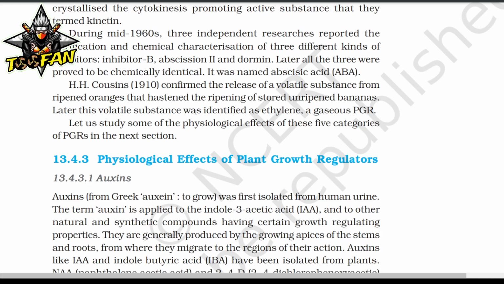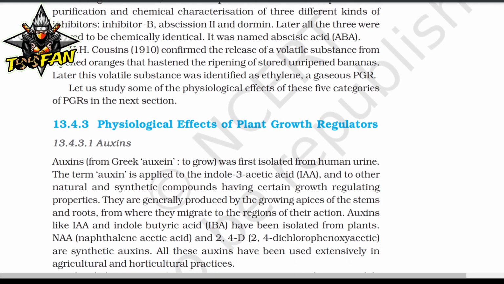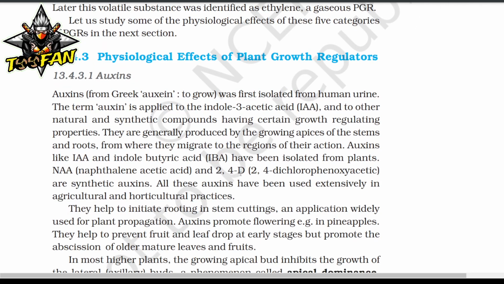Let us study some of the physiological effects of these five categories of PGR in the next section. First, auxin. Auxin, from the Greek word auxein, means to grow, and was first isolated from human urine. The term auxin is applied to indole-3-acetic acid and to other natural and synthetic compounds having certain growth regulating properties. They are generally produced by the growing apices of the stems and roots, from where they migrate to the regions of their action.